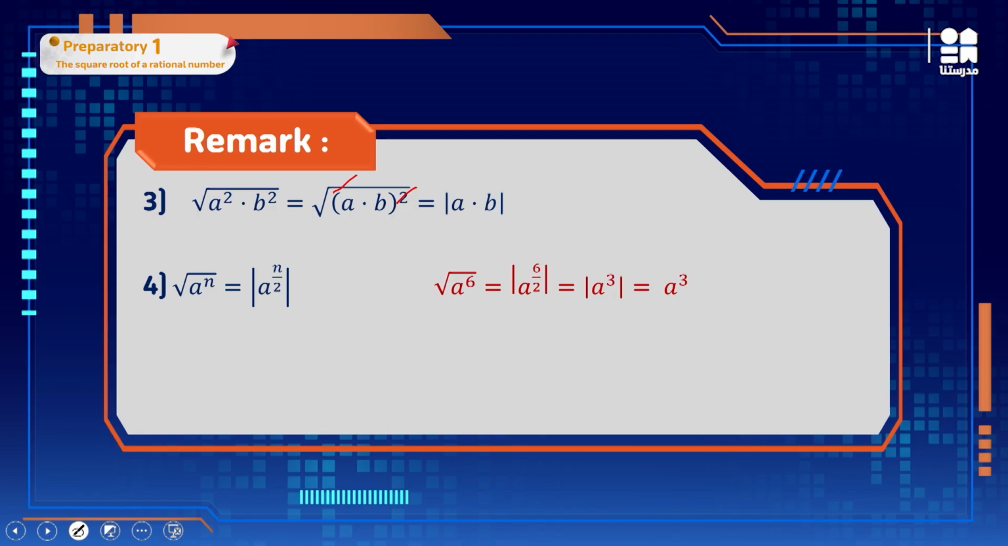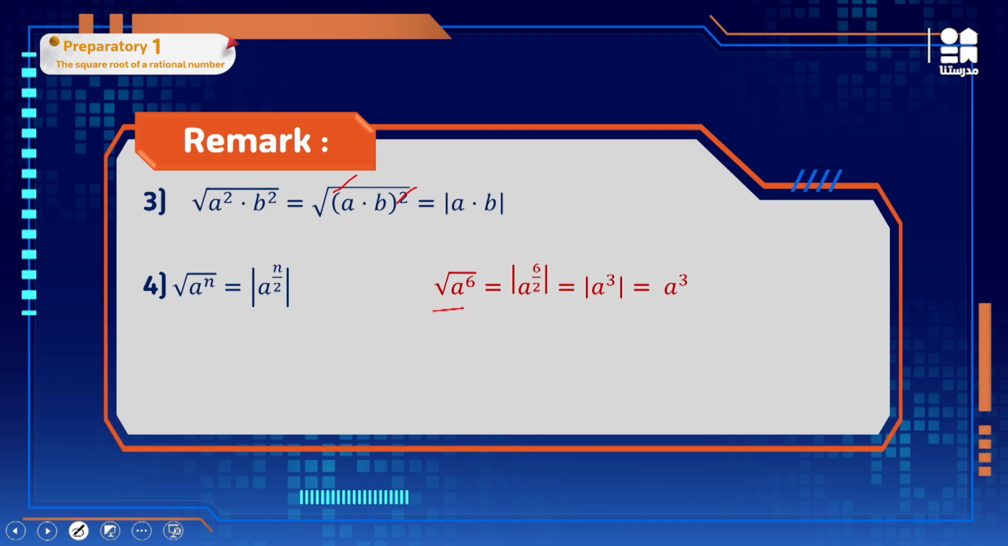Now, for the square root of A to the power of n, we are going to write it as the absolute value of A to the power of n over 2. So if we have any power inside the square root, we are going to take half of it. For example, the square root of A to the power of 6, we divide this 6 by 2. So it is the absolute value of A to the power of 6 over 2, which is the absolute value of A to the power of 3.